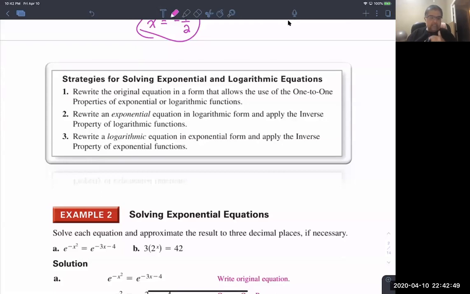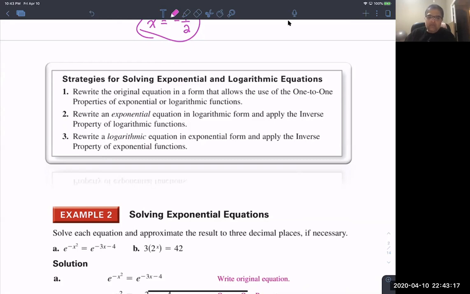So in the slides on Blackboard, this is the basic strategies you're going to use. Number one, at all costs, if possible, rewrite the original equation in a form that allows for you to use the one-to-one properties of exponentials or logarithmic functions, which means try to make everything have the common base or a common power, and then set the exponents equal to one another or set the bases equal to one another, okay?